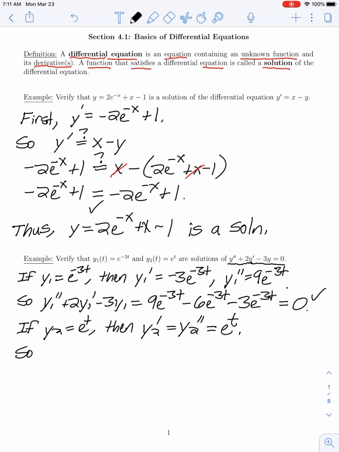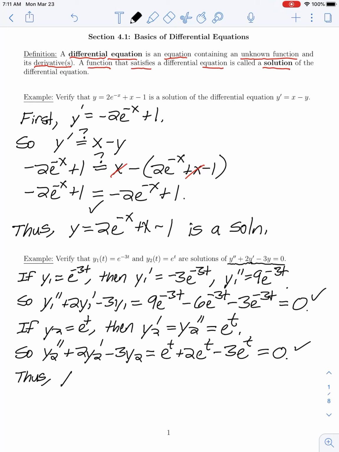So substituting these expressions into our differential equation, we're looking at y2 double prime plus 2 times y2 prime minus 3 times y2, which gives us e to the t plus 2 e to the t minus 3 times e to the t, which does indeed give us 0. So we have found here that both y1, which was e to the negative 3t, and y2, which was e to the t, are solutions of our given differential equation.